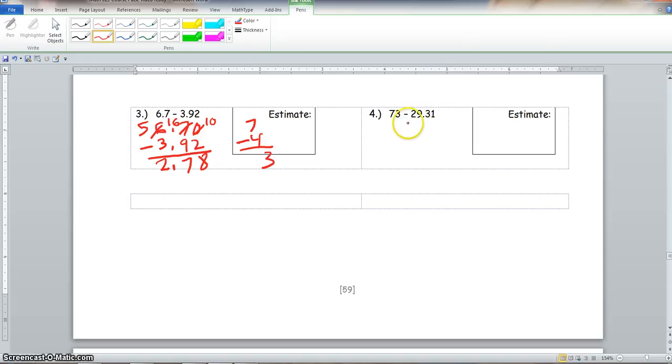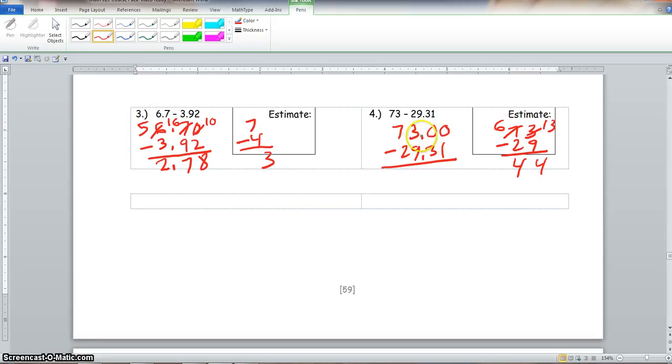Now again, let's estimate this to the nearest whole number. We have 73 minus 29.31 is approximately 29. We could borrow 1 from the 7, make it a 6, and this 3 will become 13. 13 minus 9 is 4. 6 minus 2 is 4. So it's approximately 44. So we would take 73, and remember, when you have a whole number, it's assumed to be a decimal behind that whole number. Then we have minus 29 in our decimal. We'll write our 31, and we'll put 2 zeros here as placeholders.